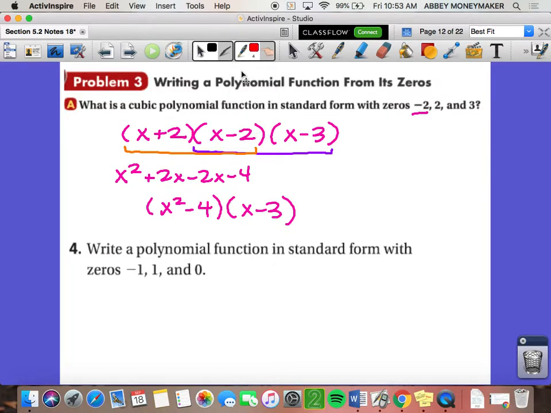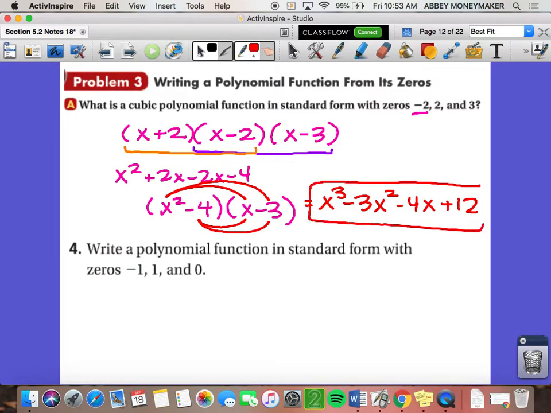So from here, we have to keep multiplying, right? X squared times x, x cubed. X squared times negative 3 gives me negative 3x squared. Negative 4 times x gives me negative 4x. And then negative 4 times negative 3 gives me positive 12. Now again, the fundamental theorem of algebra here can help you check your answer. How many solutions did you have? 3. What's your highest power here when you multiplied everything out? 3. So you know you did something right.